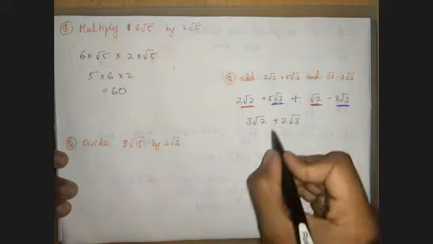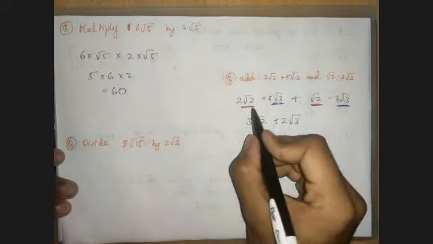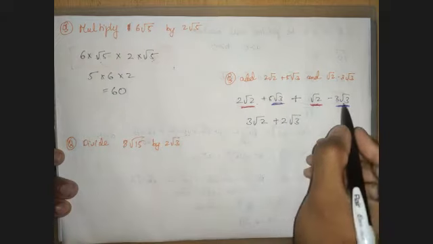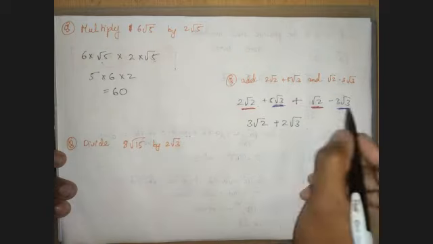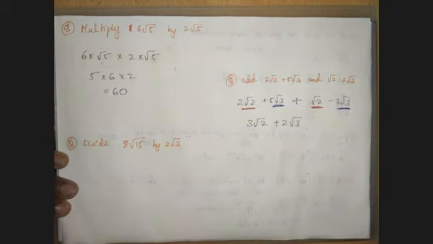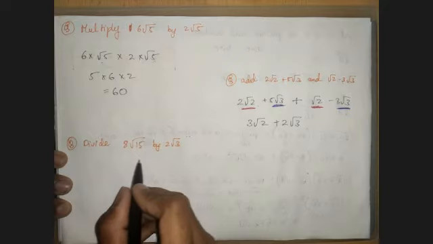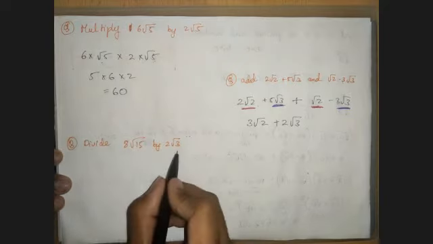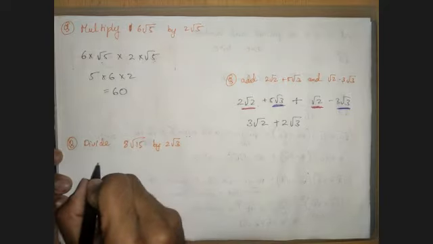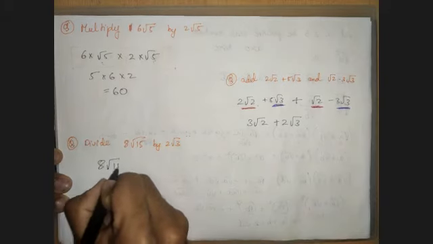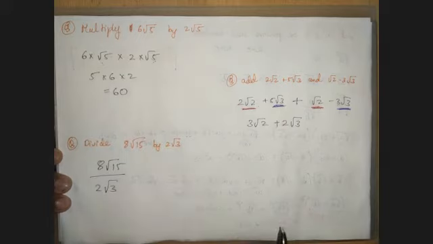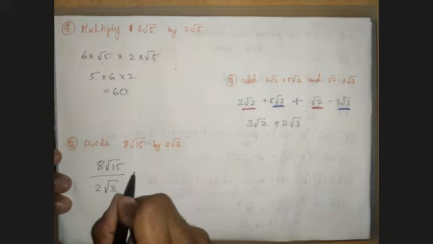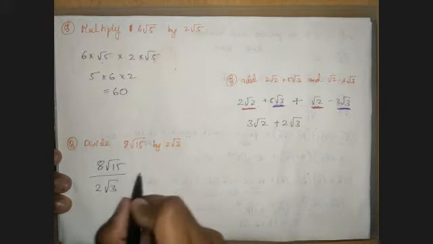So this is how we get the answer. We can add or subtract only the like numbers, like root 2, root 3, root 5, etc. Now let us divide 8 root 15 by 2 root 3. So this would be 8 root 15 divided by 2 root 3. So now I can write this as 5 threes are 15.